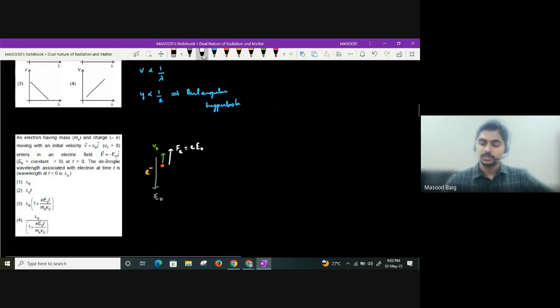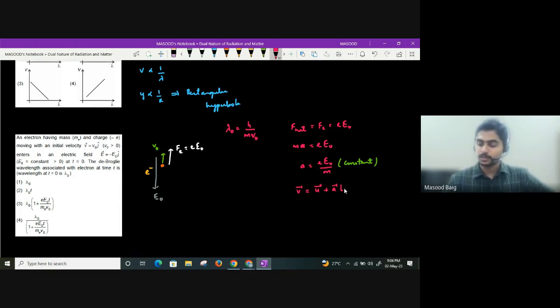So what is given? The initial de Broglie wavelength is given. So I can write lambda naught as h by m v naught. This is the initial de Broglie wavelength. Now, is there some net force acting? Yes, on the electron there is a net force, which is e E naught. So I can write net force as mass times acceleration. So what will the acceleration be? It is a previous year question. e E naught divided by m. Is it constant acceleration or not? Yes, it is constant acceleration. So what can I apply? Because it is constant acceleration, I can apply v bar is equal to u bar plus a bar into t.